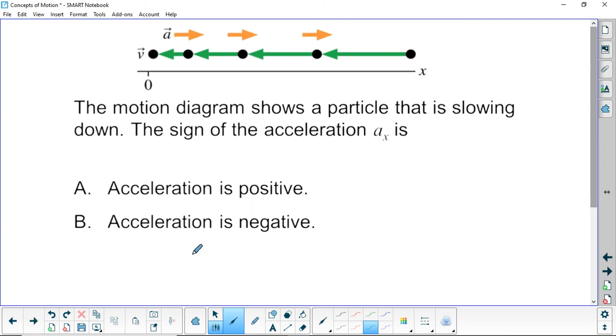Okay. The motion diagram shows a particle that is slowing down. The sign of the acceleration is, remember, it doesn't matter. We're not talking about accelerating or decelerating, slowing down or speeding up. We only care about the direction of this. It doesn't matter to us about this part. It just wants a sign. The sign is to the right, and that means it has to be positive. And that's all you need for that.